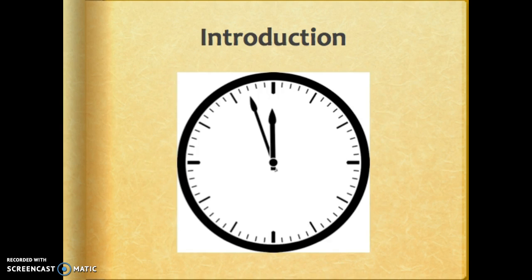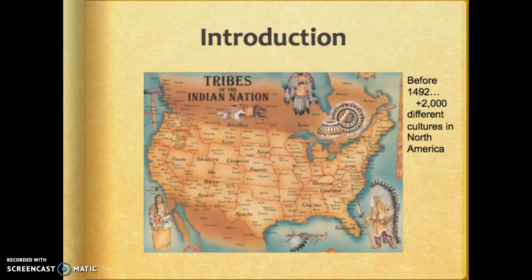Here's one way to dramatize it. One historian argues that if you picture all of human history in the Western Hemisphere as a clock, then Christopher Columbus makes landfall sometime around 11:57 p.m. Or, to put it another way, Europeans have been in the Americas for about 3 minutes. So, what happened in the Americas before 1492? Well, before 1492, there were more than 2,000 different cultures in North America alone.